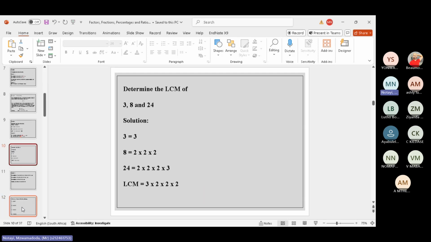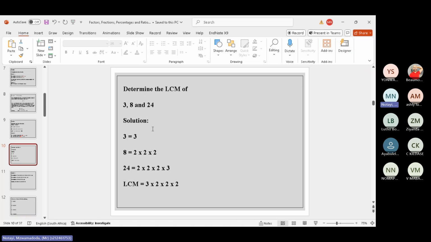Okay, look at the other example. Determine the LCM of 3 numbers now. That is 3, 8, and 24. 3 is equal to 3 times 1. So 3 is the same as 3. So if we were to factorize in its prime factors, it's going to be 3 times 1, which is 3.